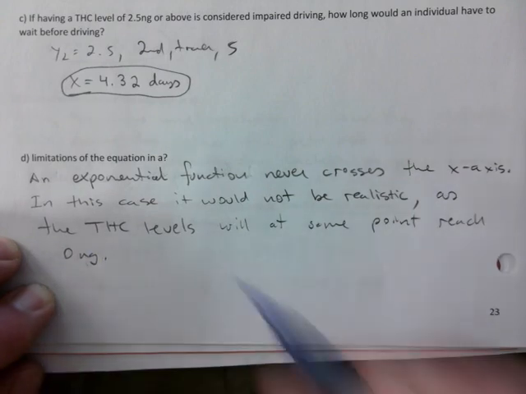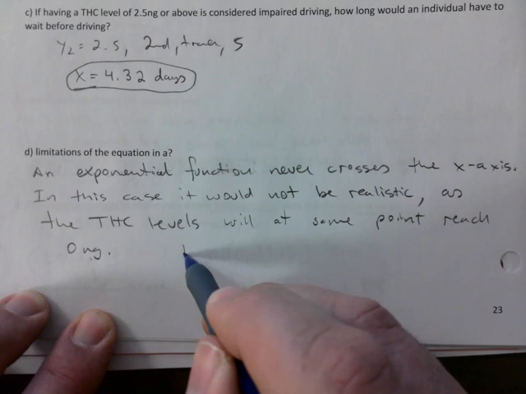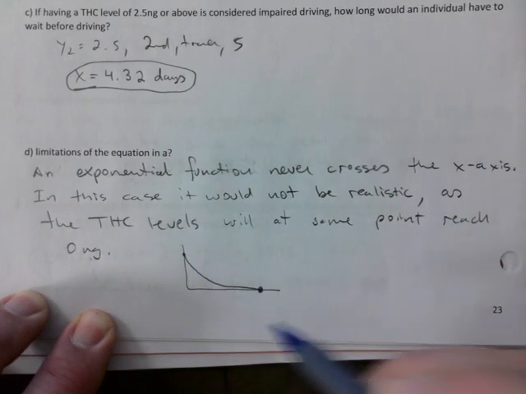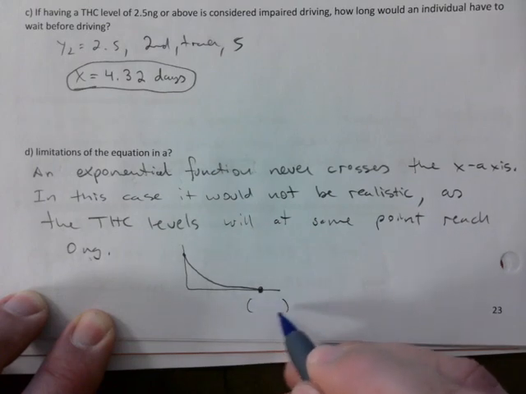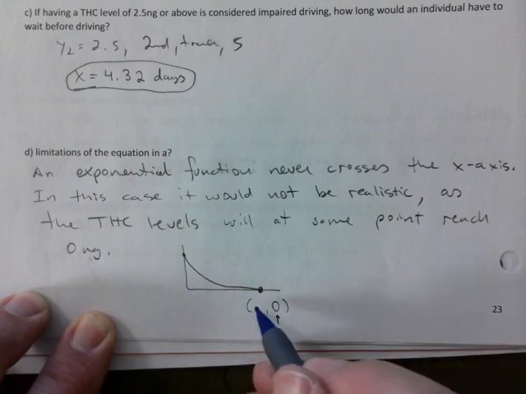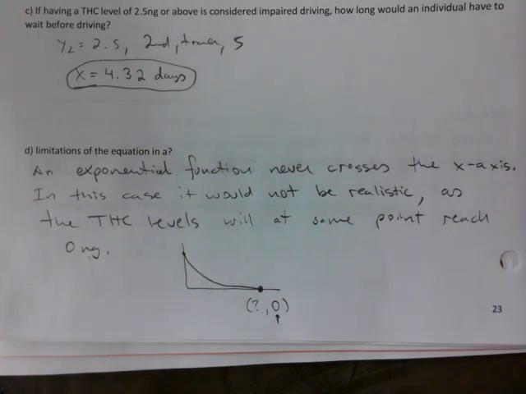0 ng. Okay. What I mean by that is, even if you start at 25 nanograms, at some point, we don't know when, right? But at some point, you will reach 0 nanograms. We don't know the time. I guess in reality, they probably know exactly when that is. It would cross the x-axis at one point, but this doesn't do it. Okay. All right.